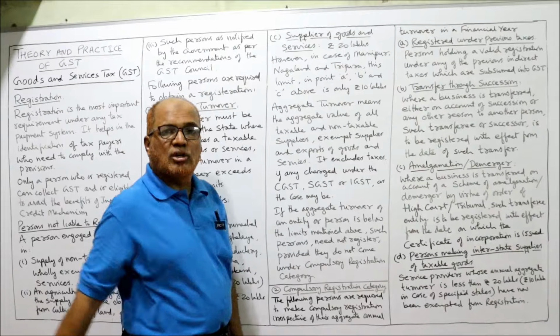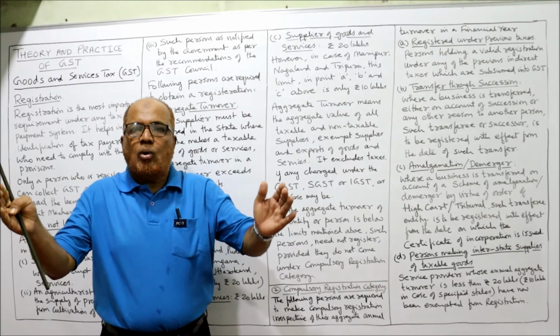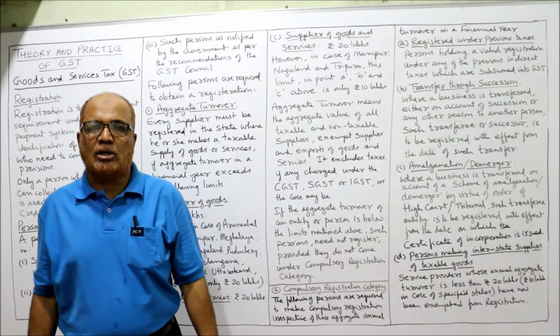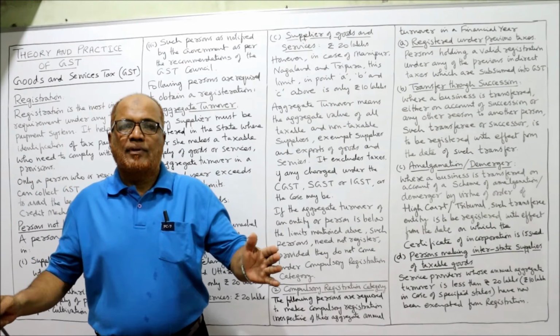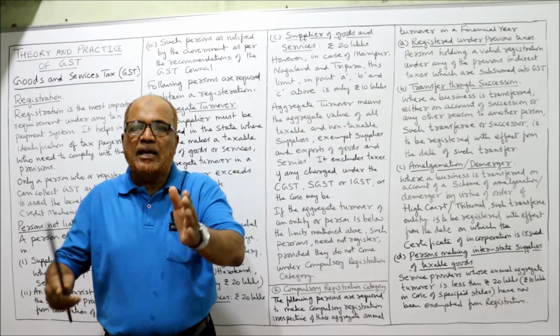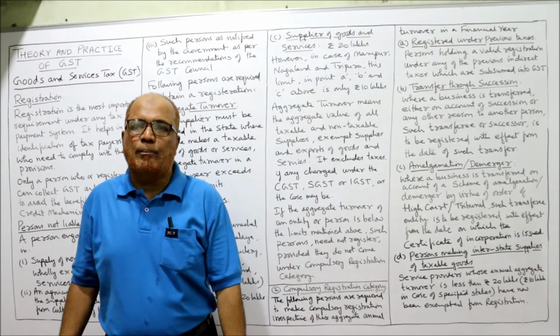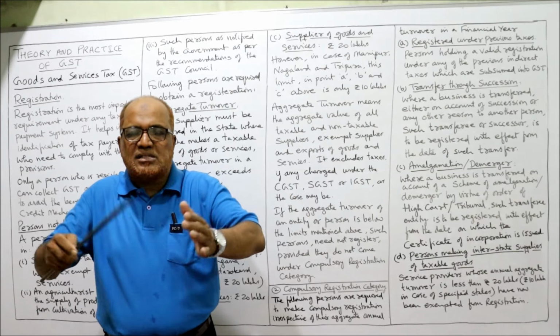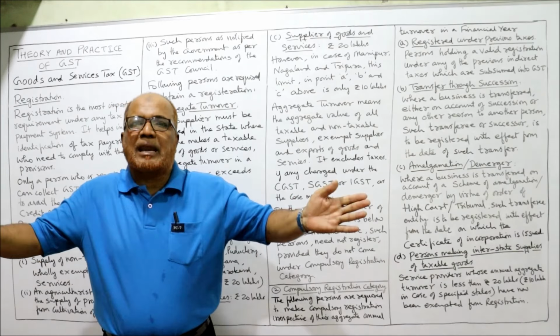Next one, amalgamation, merger. When two or more companies are merged together, it is called amalgamation. Or demerger. Demerger means a single company is separated into two different companies. So demerger is opposite to merger. Merger means combining, demerger means separating.